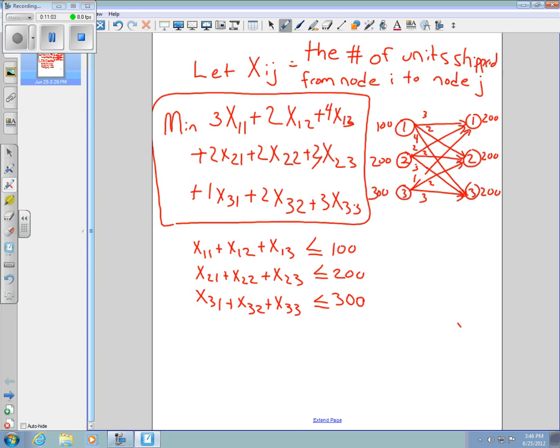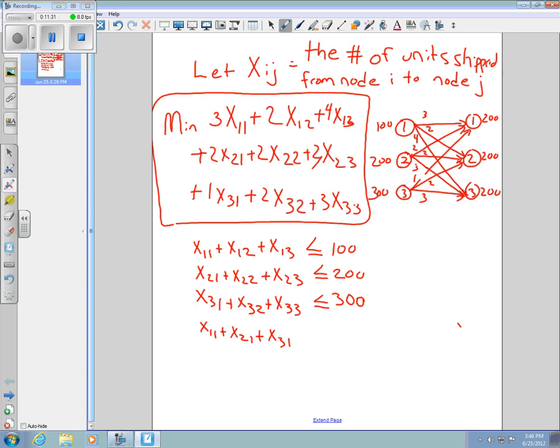So I'm going to write something. I want you to pause and think about what it is. The first thing I'm going to write is x11 plus x21 plus x31. Now is when you pause. What is that? Welcome back. That is the total amount of product shipped to destination 1. There's 3 ways that product gets there, from node 1, node 2, and node 3.